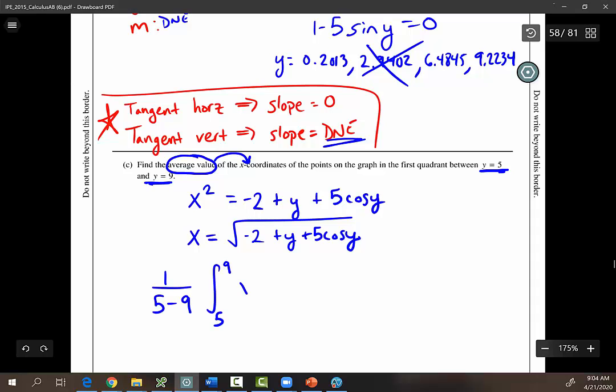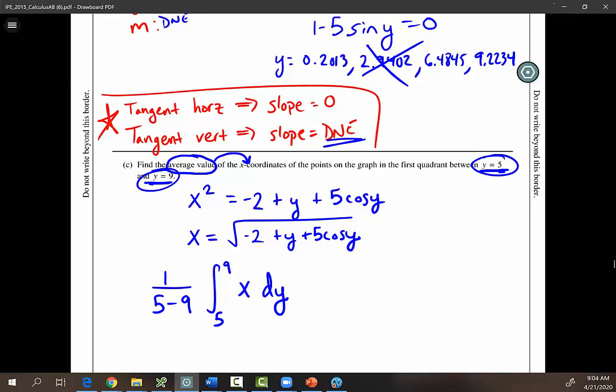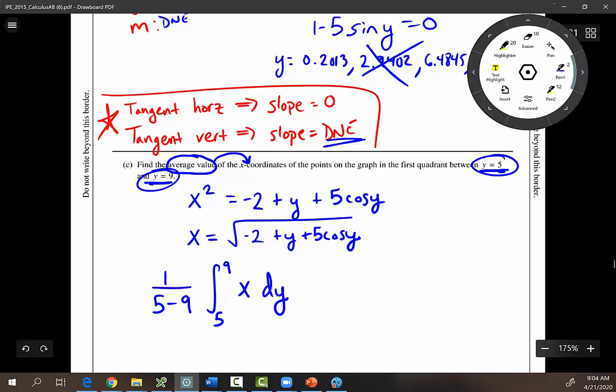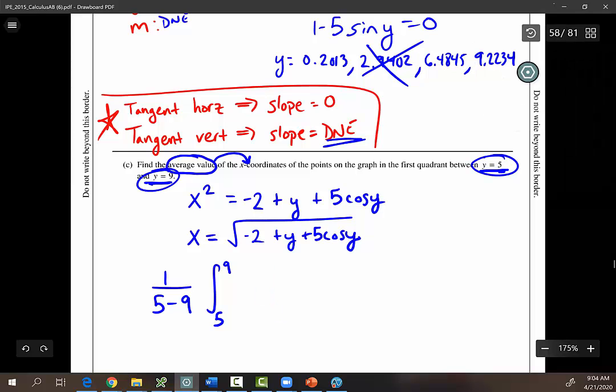Essentially it's wanting x, but with dy, not dx. The way we know it's dy is that those endpoints are y endpoints. So you wouldn't have necessarily needed to write x here. I'm writing it to show us, because we don't want an x. We want something with y's in it. The formula that they gave us was for x squared, so we needed to square root it to get -2 plus y plus 5 cosine of y dy.